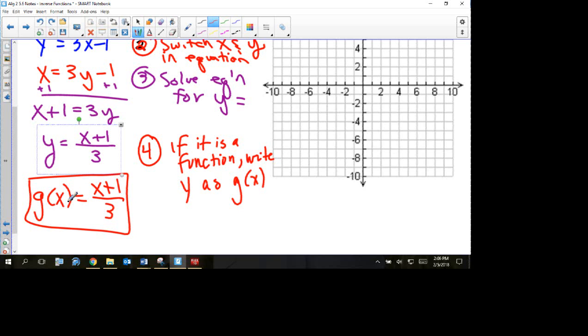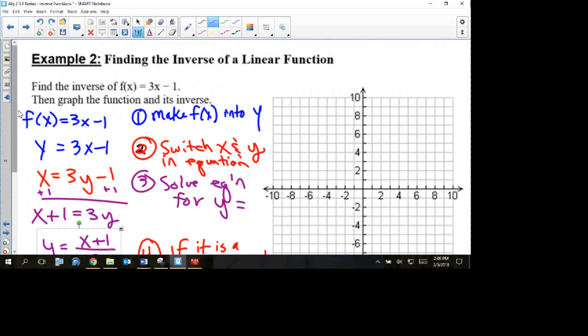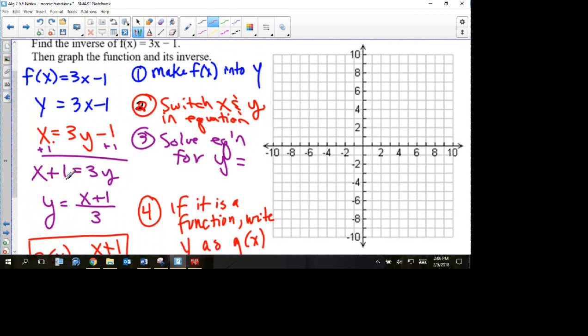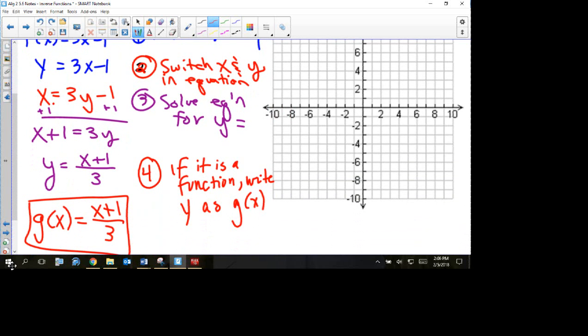So you first just make f of x into y. Then you switch x and y. You solve for y. Then you change it to g of x. Okay? Now we're going to graph both of those.